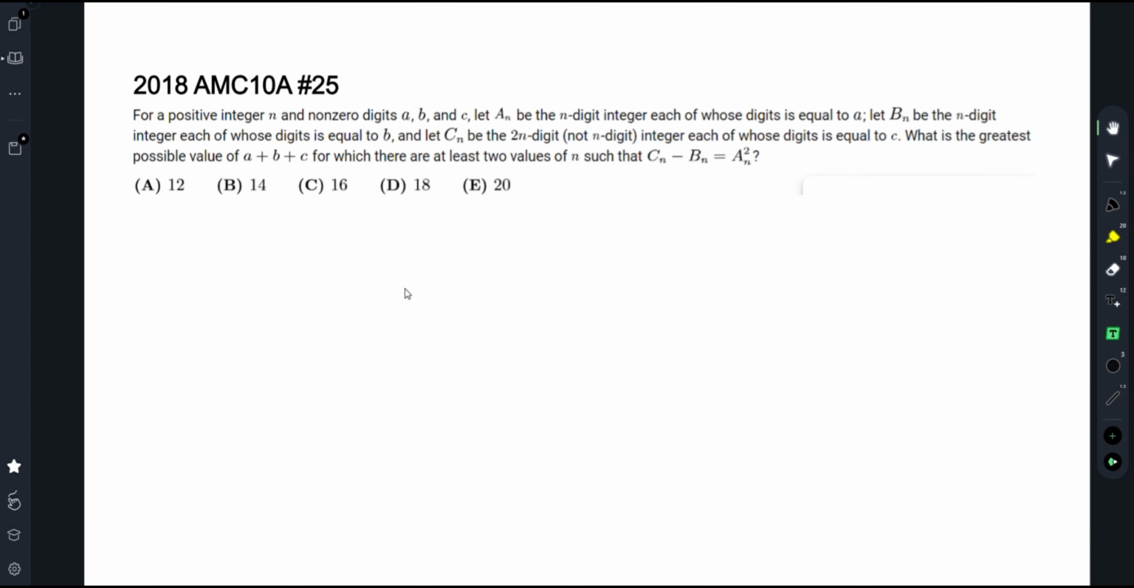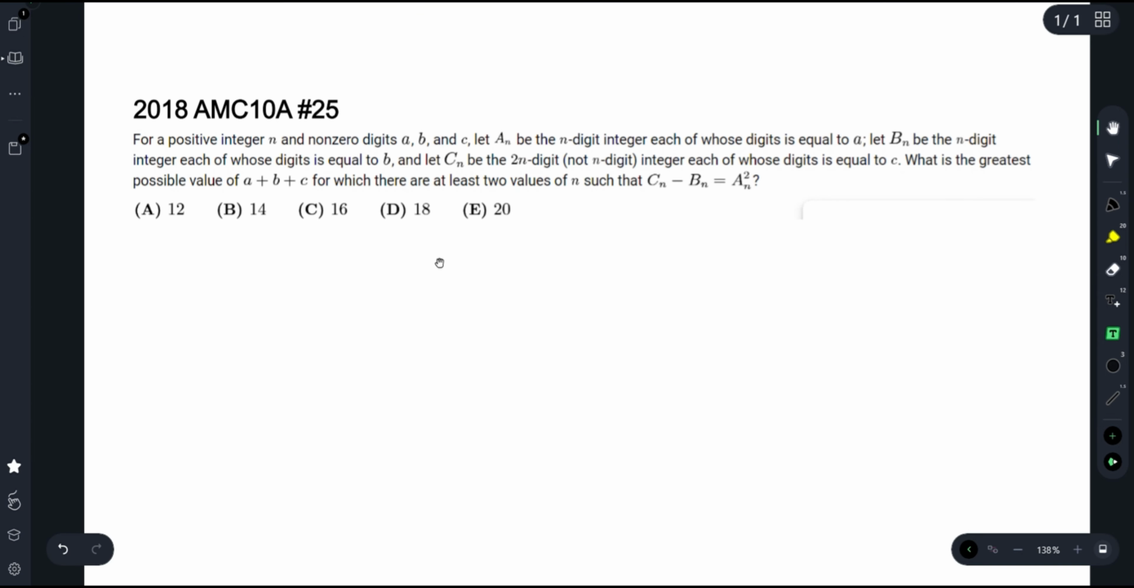Today we're talking about 2018 AMC10A number 25. So for a positive integer n and non-zero digits a, b, and c, let a of n be the n-digit integer, each of whose digits is equal to a. Let b of n be the n-digit integer, each of whose digits is equal to b. And let c of n be the 2n-digit, not n-digit, integer, each of whose digits is equal to c. What is the greatest possible value of a plus b plus c for which there are at least two values of n such that c of n minus b of n is equal to a of n squared?